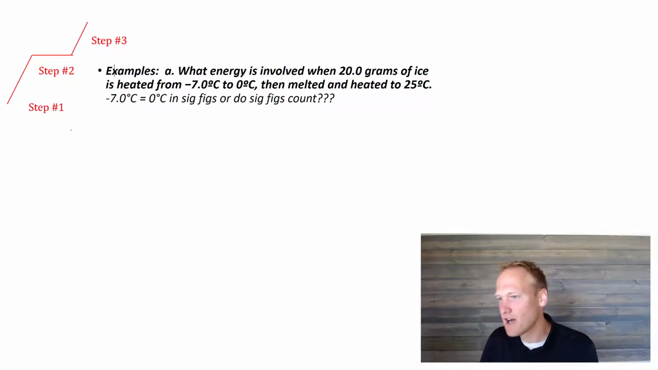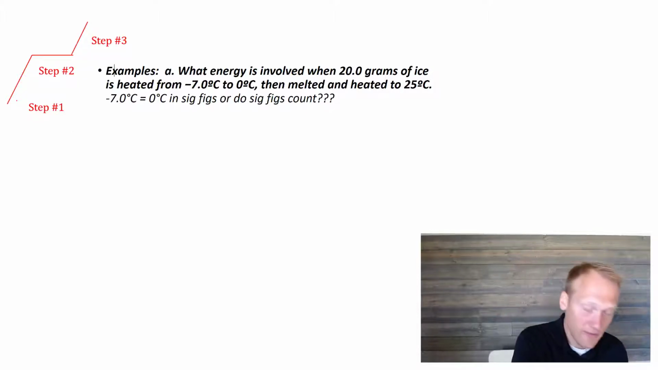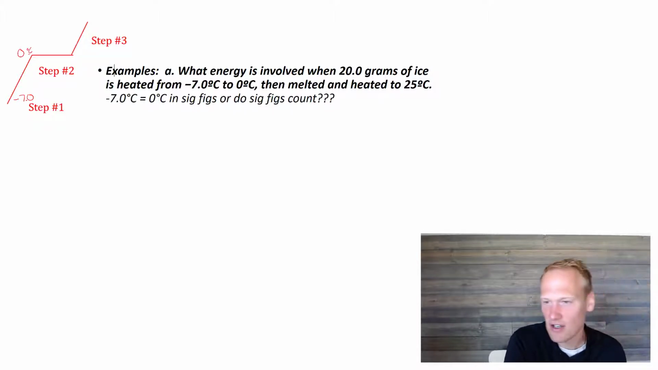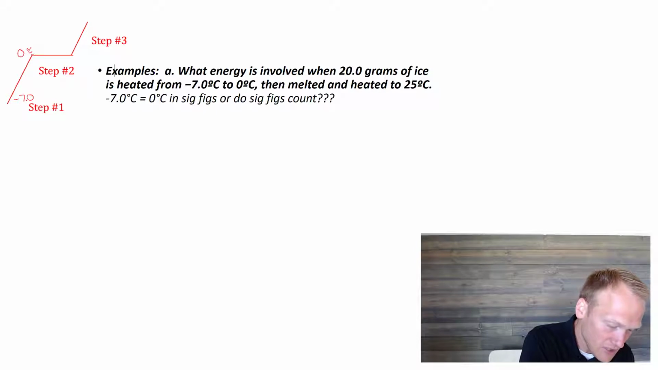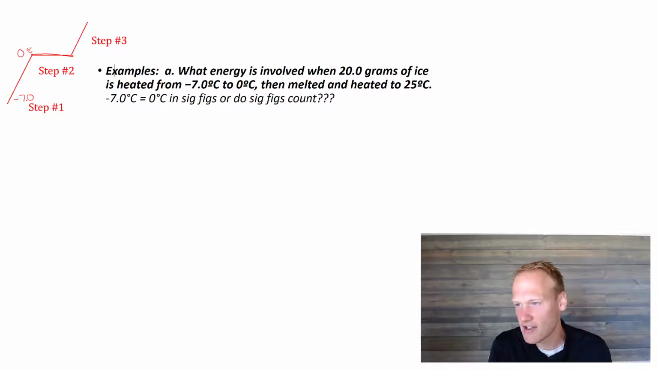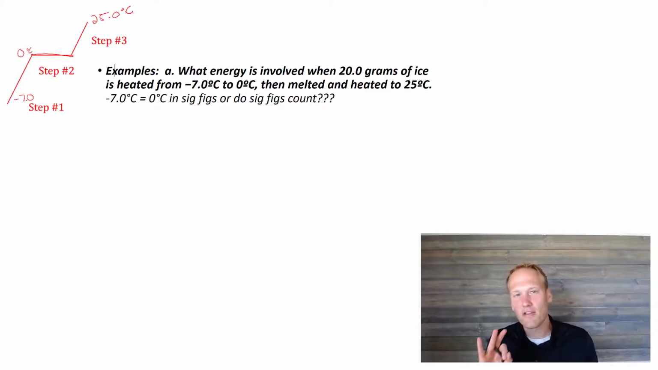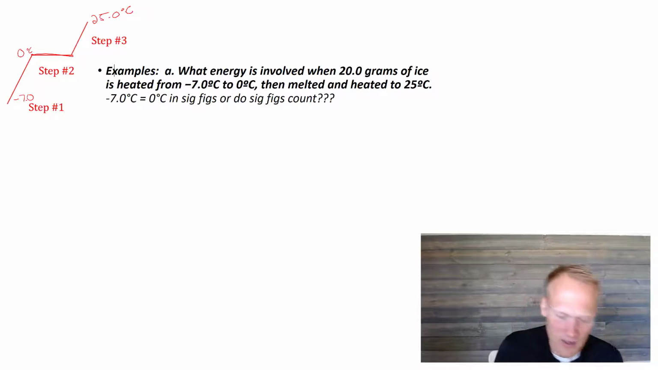What energy is involved when 20 grams of ice is heated from negative 7 degrees Celsius to 0, then melted and heated to 25? If we use our diagram over here, the first step is to go from negative 7 degrees up to 0. Then step 2 is the actual phase change, and step 3 is going from 0 up to 25. So there are 3 steps in this equation.